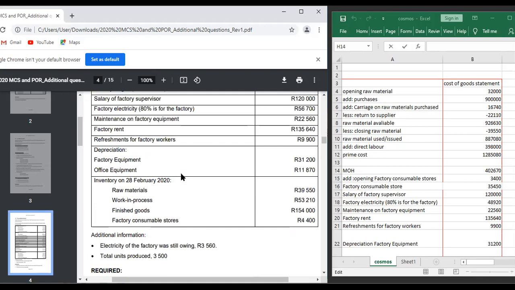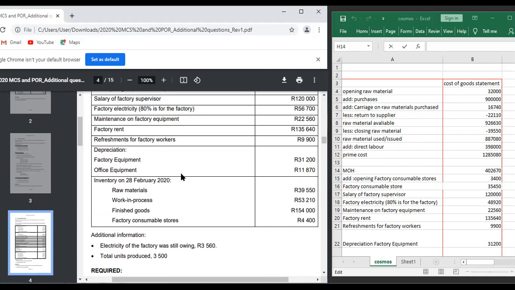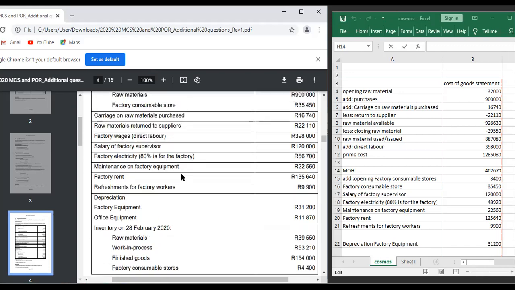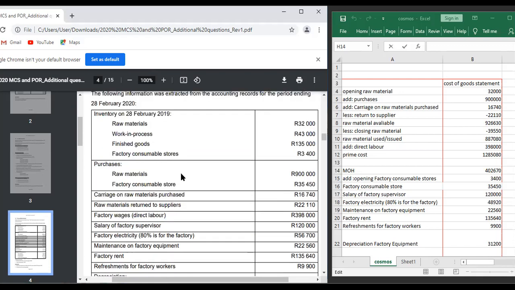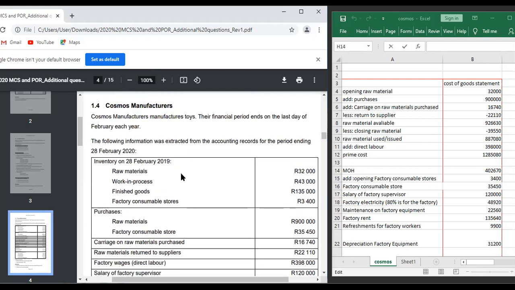Additional information: electricity of the factory was still owing, it was 3,560. Then the total units produced were 3,500. So guys, coming to our solution now. This is the format. Your heading will be the manufacturing cost statement. The first thing we always do, we start with the opening balance. So we have the opening balance of raw materials.